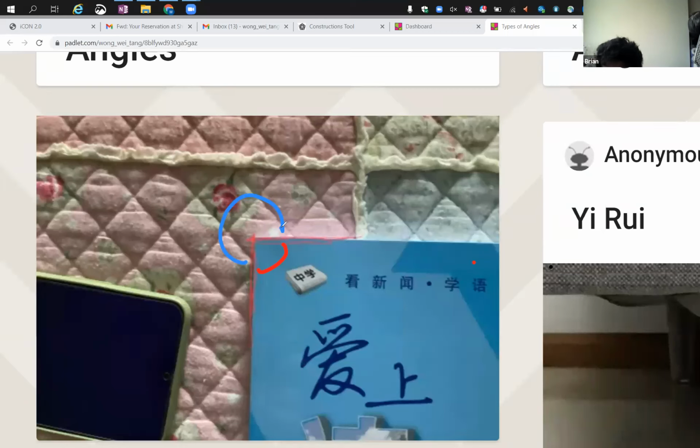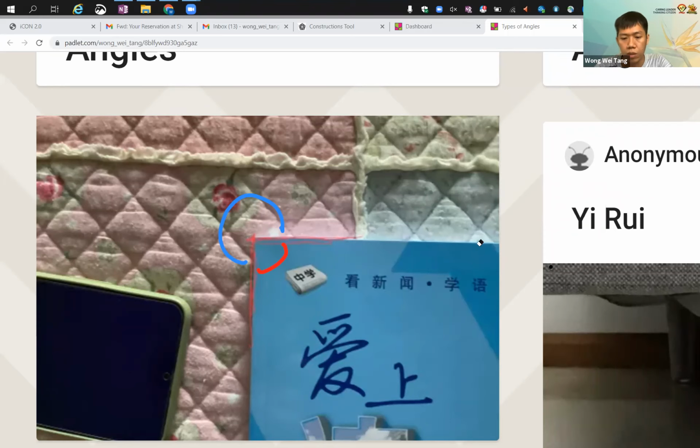The blue. The blue. Okay, what do we say about acute angle? Brian, what do you say about acute angle? What does it sound like? A small angle. Yeah, small angle, right? Smaller than what? 90. Yeah, smaller than 90.